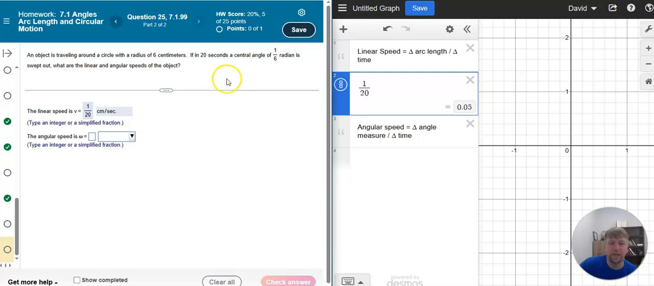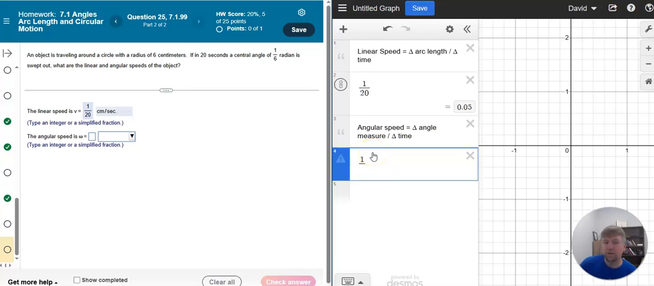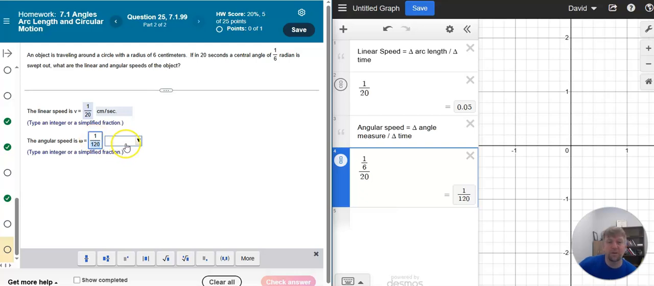Now the angular speed is just the angle measure itself. The way I'm going to write it is, that's my radian measure, 1/6. And then I'm going to divide 1/6 by the 20 seconds. So I'll divide that by 20. It wants a simplified fraction, so I'm going to click that button to change it back into a fraction, 1/120th. And then what are my units? Well, that's radians, and then that's seconds. So the change in angle over the change in time. So that's radians per second.